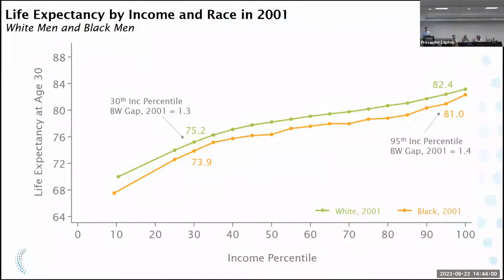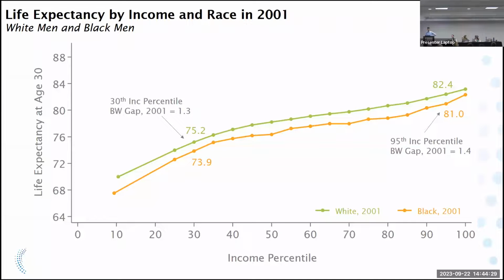Okay. So I want to draw your attention to two things. One is this pretty significant gap between the longevity of white Americans and Black Americans in 2001. And second, and I think most strikingly, is the consistency across the income distribution. So no matter what your position is in the national distribution of income, Black men are living about 1.5 fewer years on average than white men in 2001.